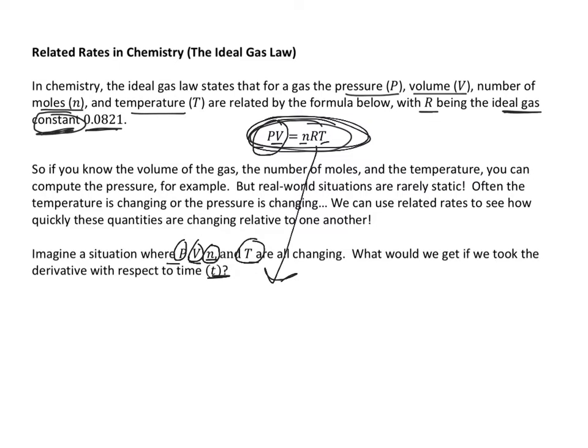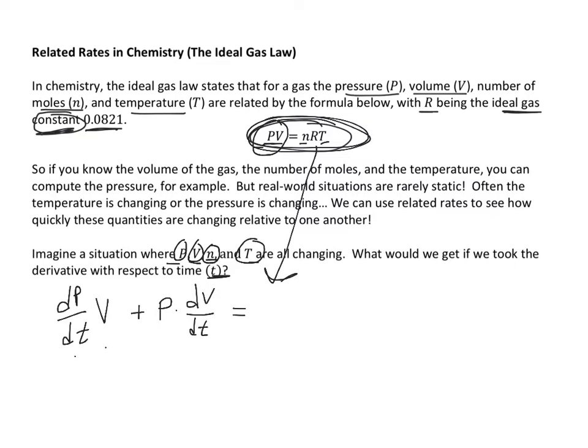Well, it's the product rule, right? I would do the derivative of the first thing. That would be dP/dt times V. So how fast the pressure is changing times the volume, plus this time I'd leave the pressure alone, and I would do the derivative of volume, dV/dt, how fast the volume is changing.